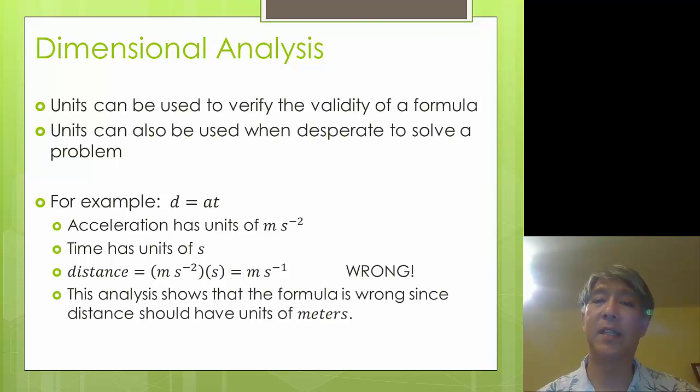And it is wrong because distance should have been 1/2 at squared, or velocity is equal to acceleration times time. But so this is one way you can figure things out without having to actually come up with the formula, or helps you to derive the formula. Useful when you're desperate, and it's useful for getting a sense of how to approach it. So dimensional analysis is a useful tool.